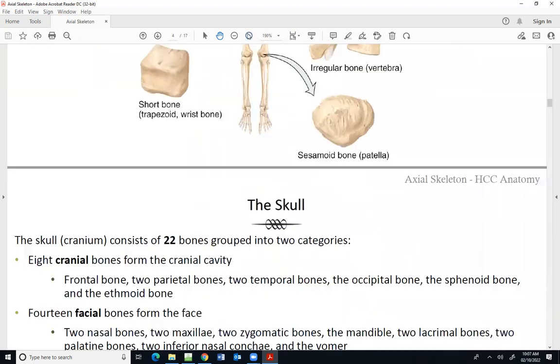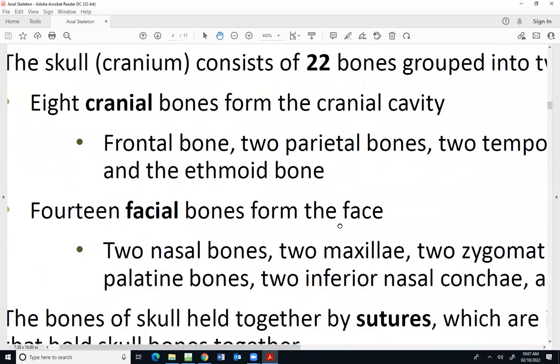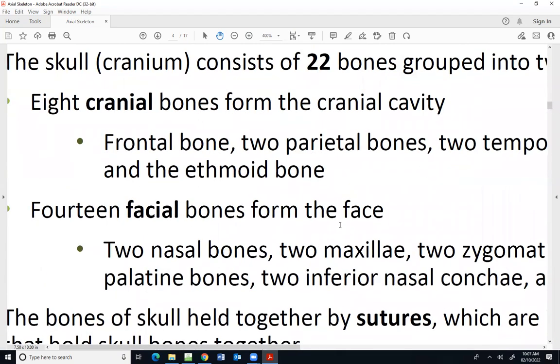So we'll just jump ahead and now start to dive in on talking about bones of the skull.